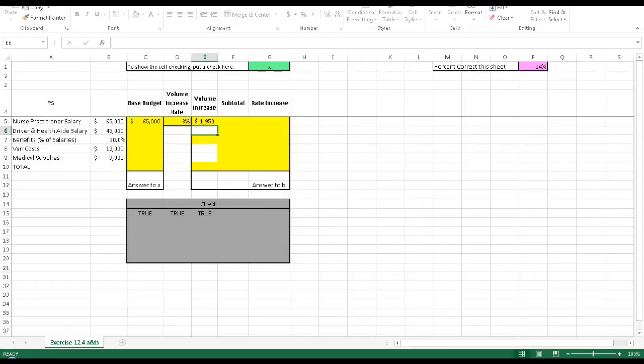And so you're talking about if you have a 3% increase in volume, then like the nurse practitioner works on a kind of a sliding scale, she's going to get 3% more money, so your volume increase is going to cost you the additional $1,950, and so we want to know what that subtotal is, and so that will be equals this plus this.